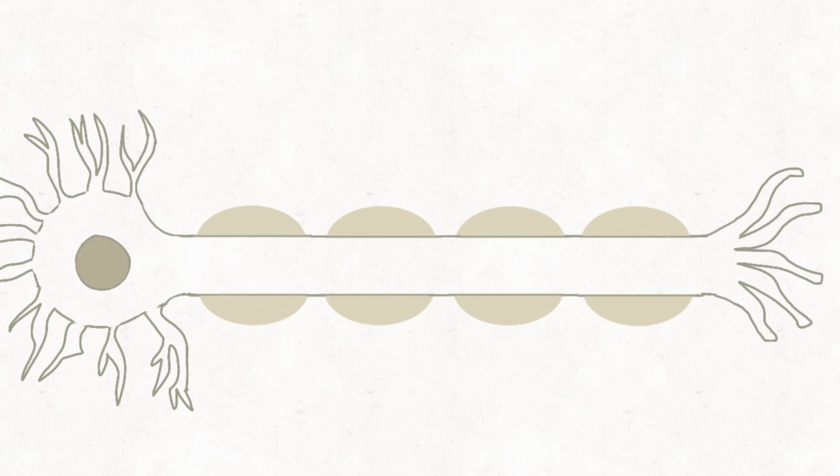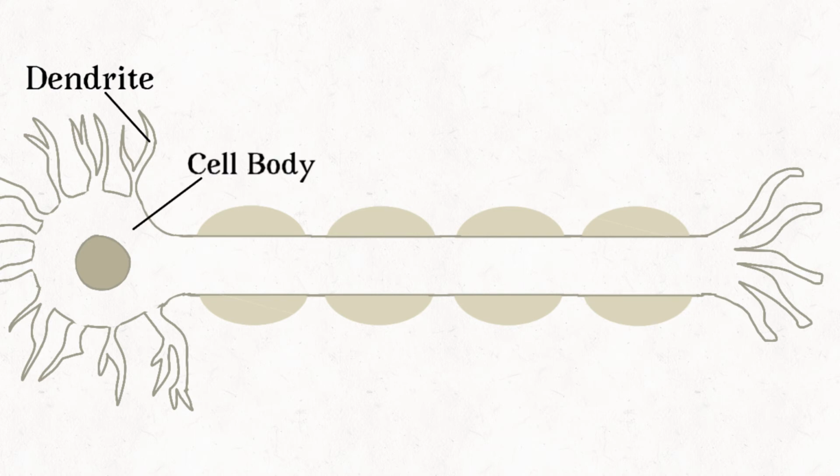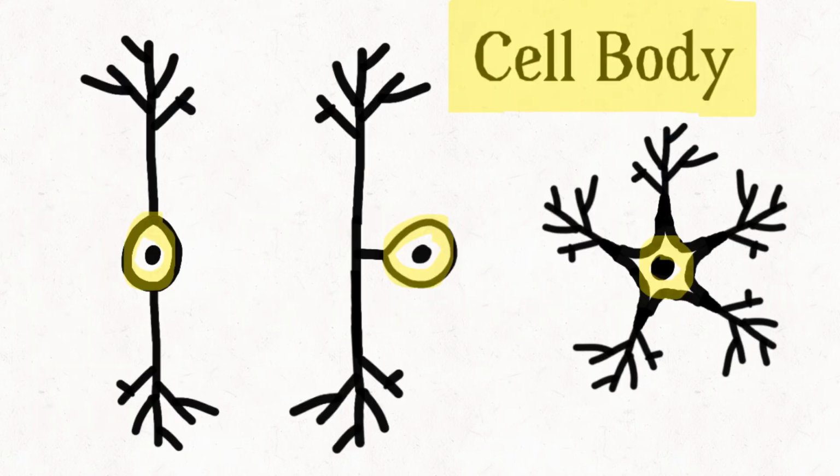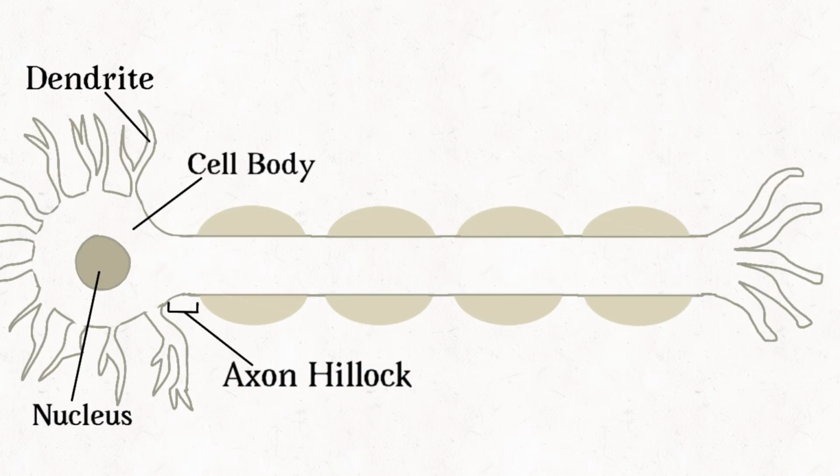Now let's take a closer look at a nerve cell. The dendrites of the nerve cell are what receive stimulus from other nerve cells or receptors in our body, such as a pain receptor or stretch receptor. The cell body of the nerve cell contains the nucleus. Other types of nerve cells have the cell body in different locations. The axon hillock is located at the start of the axon.